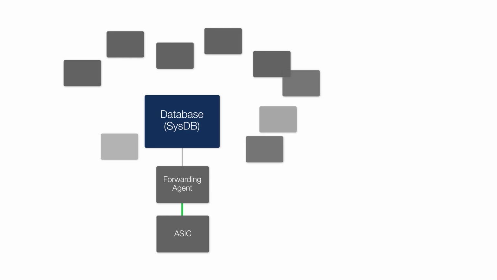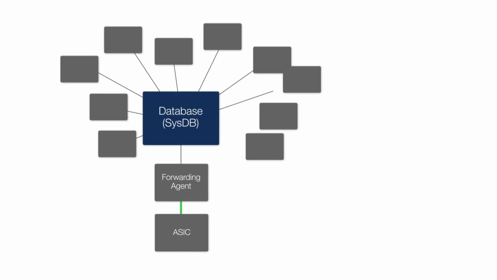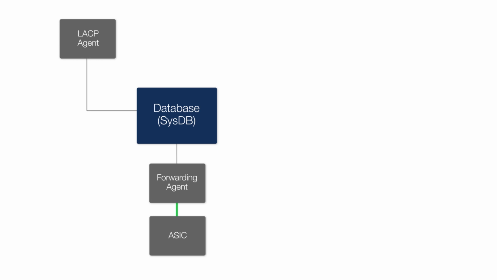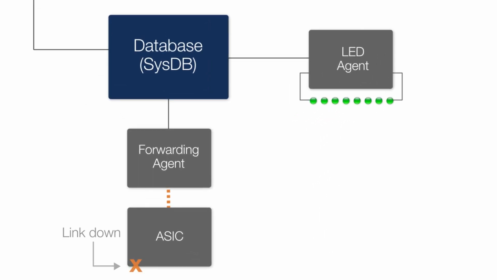Then we have some other processes in the system. There's actually quite a few. I believe we have about 100 in the current version of EOS, but I'll stick with just two for simplicity. We'll have our LACP agent that's responsible for running the link aggregation control protocol, and we'll have our humble LED agent, a process whose only job is to keep all of those little link LEDs on the front panel the right color. So think about what happens in the system when a link goes down.